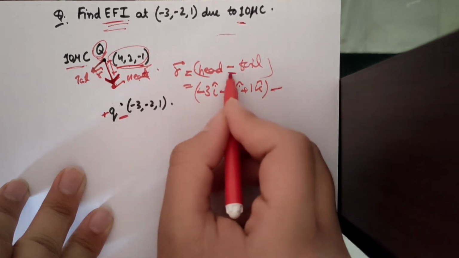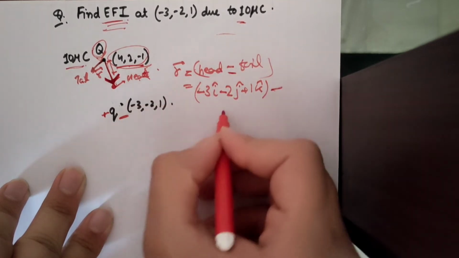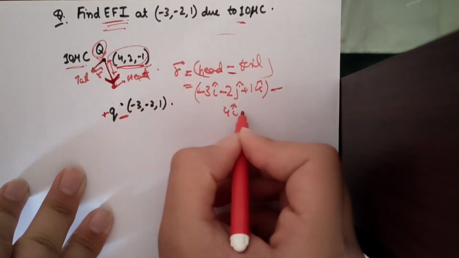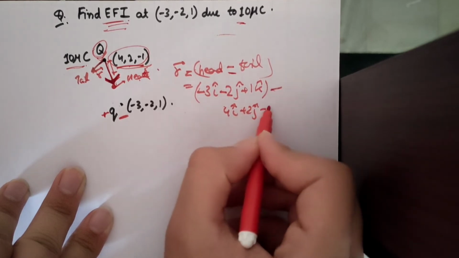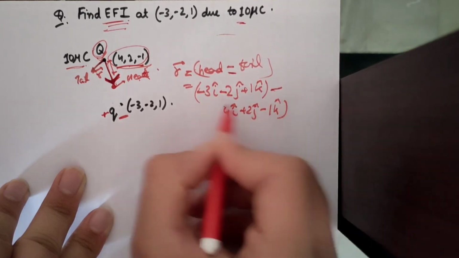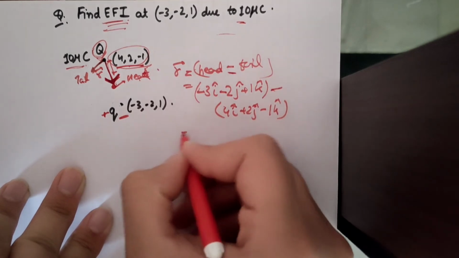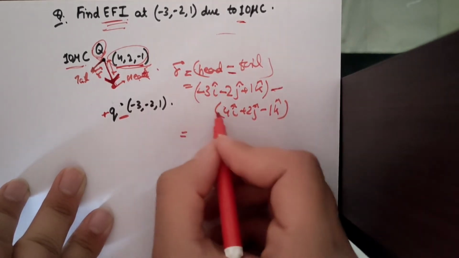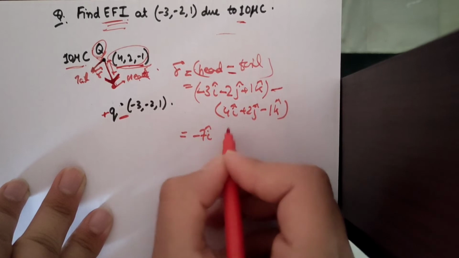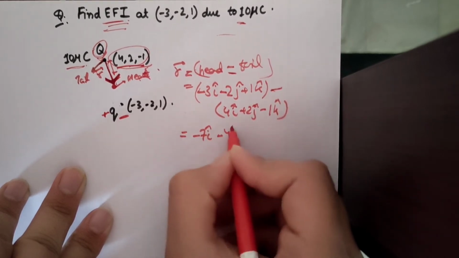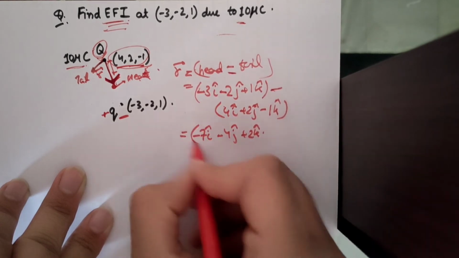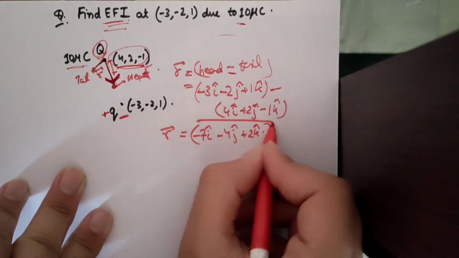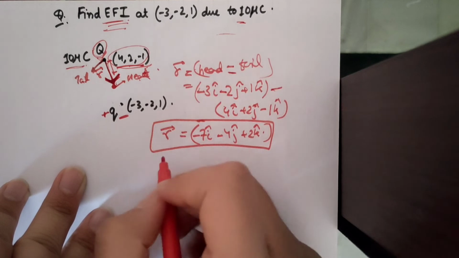So minus tail, 4 i cap +2 j cap -1 k cap. After calculating this, we will get -7 i cap -4 j cap and +2 k cap. So this is our position vector r. This is how you can calculate position vector r.